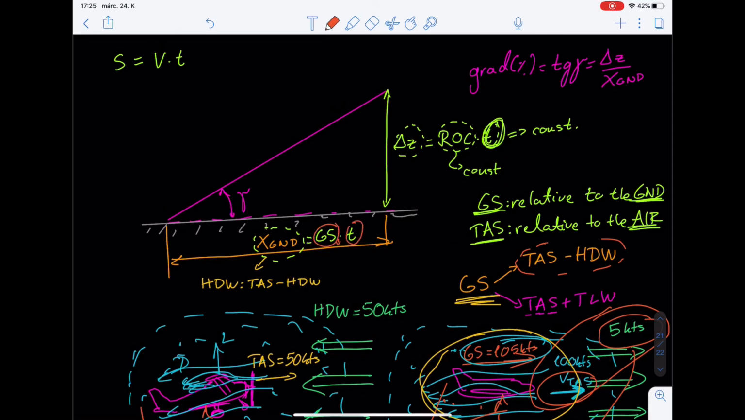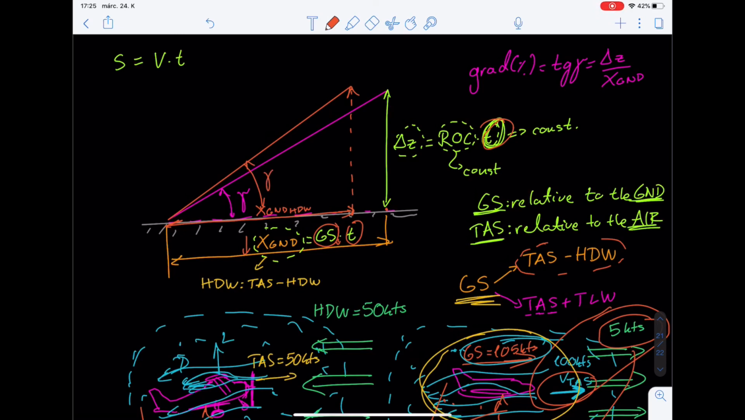But the t, the time it takes you to climb this delta z height, is going to be a constant. So therefore, the x_gnd is going to reduce if you have a headwind. So this whole x_gnd is going to be reduced if you have a headwind, x_gnd headwind. But the delta z remains the same at this point. And this is the interesting thing, that in this case it's very visible that the angle of climb is going to be increased.